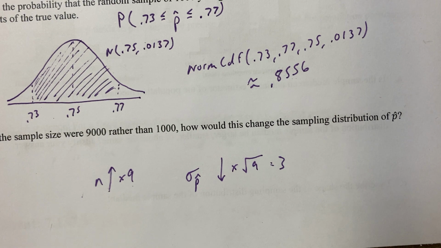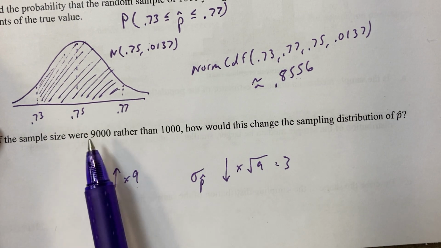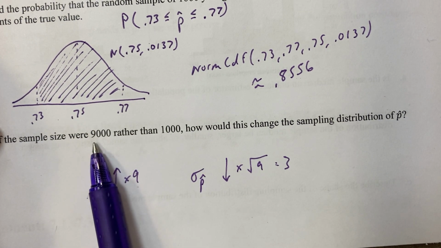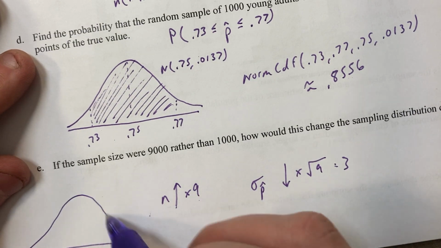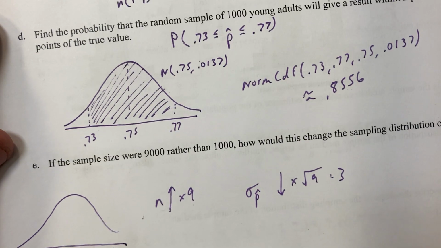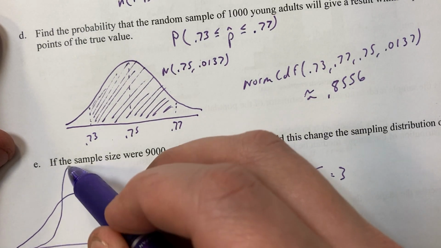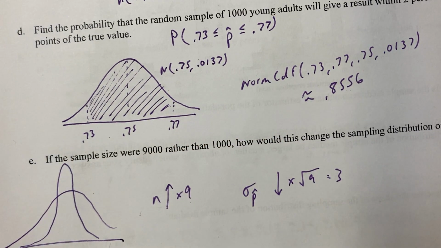And we're going to be more tightly clustered. This is going to give us tighter clusters than this. It'll be the difference between this for like 1,000 maybe, and this for like 9,000. It's just going to be more tightly clustered together. We're going to have less variability. We're going to have 3 times less variability.